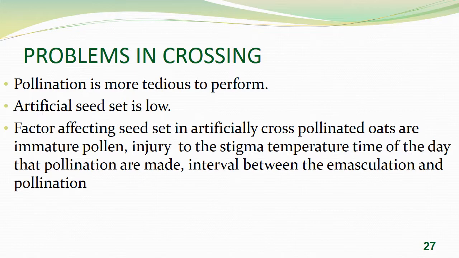Problems in crossing. Pollination is more tedious to perform. Artificial seed set is low. Factors affecting seed set in artificially cross-pollinated oats are immature pollen, injury to the stigma, temperature, time of the day that pollination is made, then the interval between the emasculation and pollination.